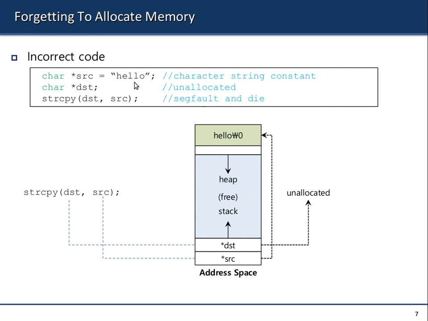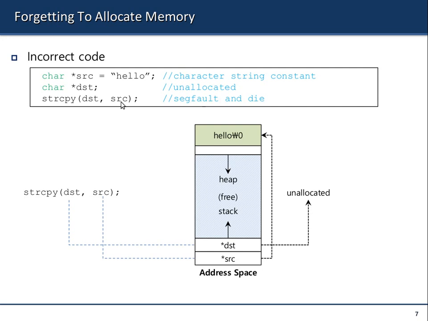Okay? So how does this code fragment look in the main memory? Okay? So you have two variables, source and destination. So you have source, destination, and then source is allocated to hello. So it's pointing here. Right? Do you agree? Okay? And then dest is not pointing anywhere. So that is actually a problem.